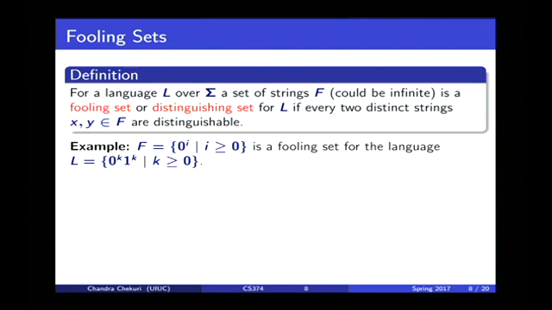For example, look at the same language, 0 to the k, 1 to the k. Look at all the strings which are 0 to the i. It's an infinite fooling set. Every two of them are distinguishable, right? If you have 3 zeros and 5 zeros, they are distinguishable with respect to this language. If the number of zeros is not the same, then they are distinguishable, because if I tack on 1 to the i, it will be in the language, but 1 to the i tacked on to the 0 to the j is not in the language. So this is an infinite fooling set for this language.